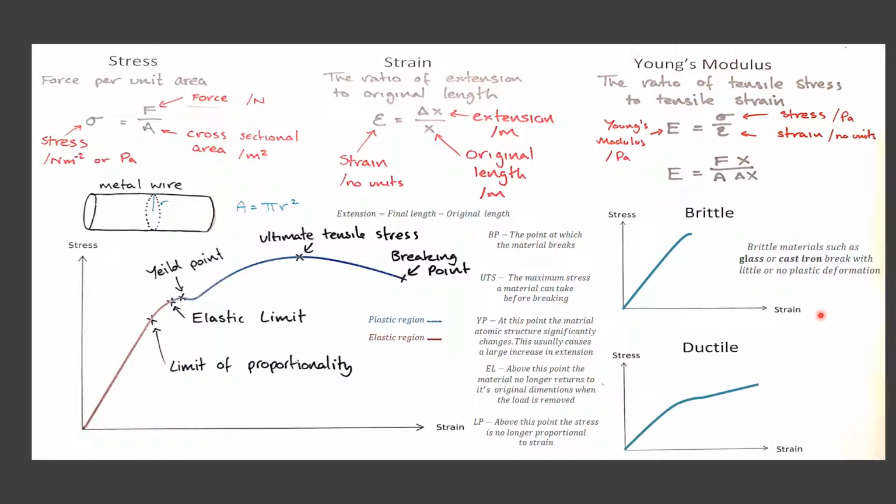Here is the graph for a ductile material. You can see it's much more curved and it does exceed its elastic limit. A ductile material is one which will deform plastically before breaking. Copper and lead are good examples of ductile materials. For any of these graphs, we can find the Young's modulus by calculating the gradient of the straight section of the graph.